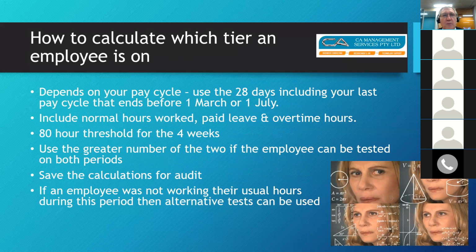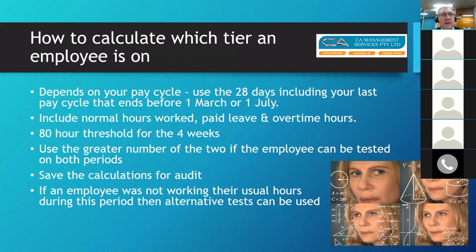So to work out that 80 hours, you look back at your 28 days before the 1st of March or before the 1st of July, depending on which one you want to use. It's going through and working out the normal hours they've worked, any paid leave or overtime hours, and the 80-hour threshold is across the 4 weeks. So for either of those periods, as long as the person is above that, they can then get to the 1,200 level.